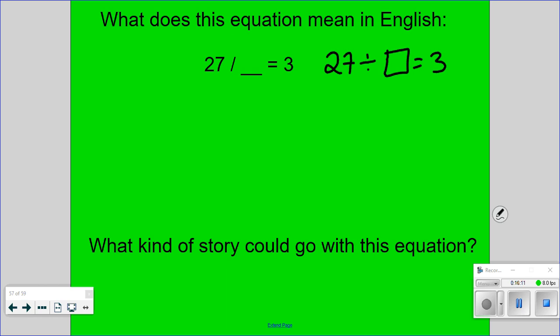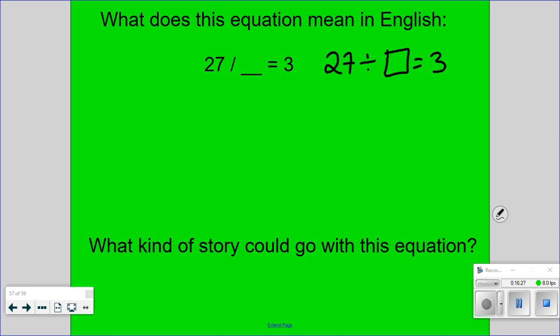27. Wait, get that down, please. 27 divided by something equals 3. So that's how I just read it, but that doesn't really tell me in English what that means.